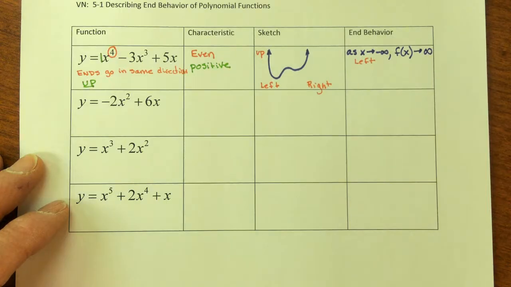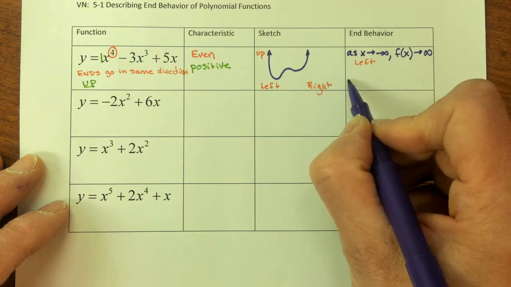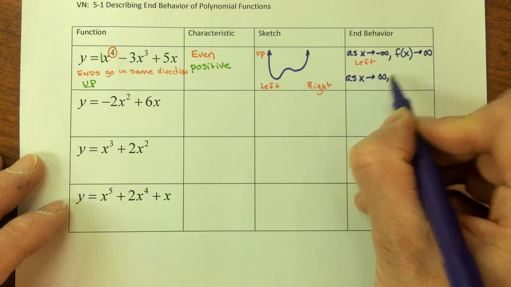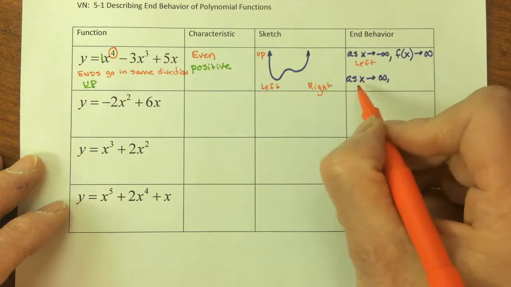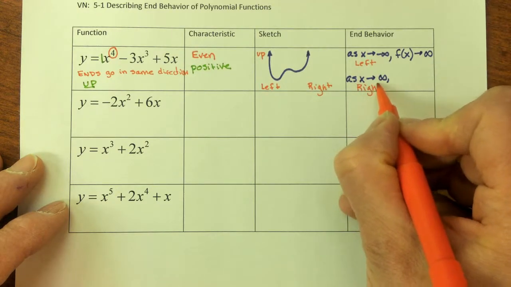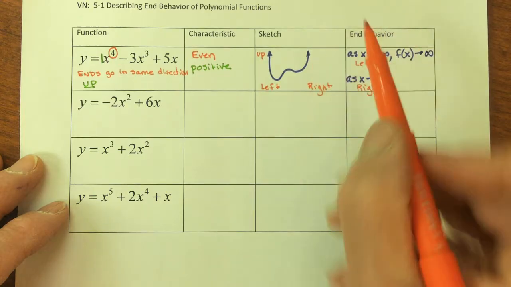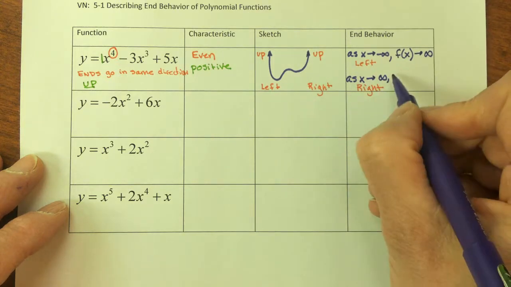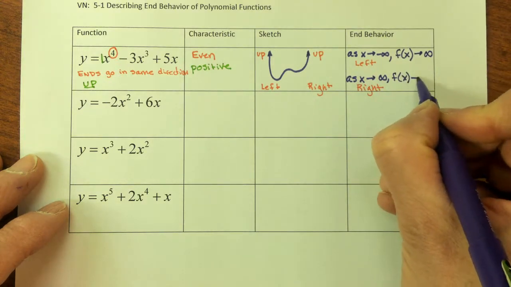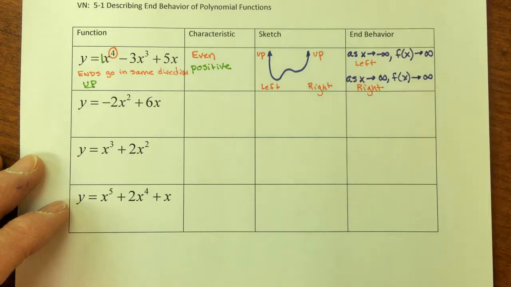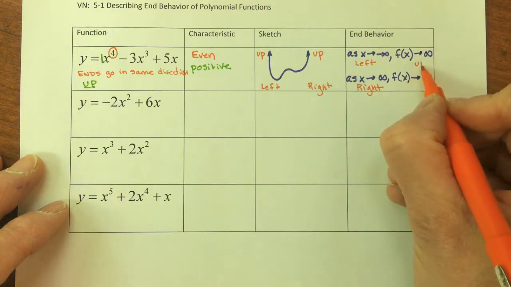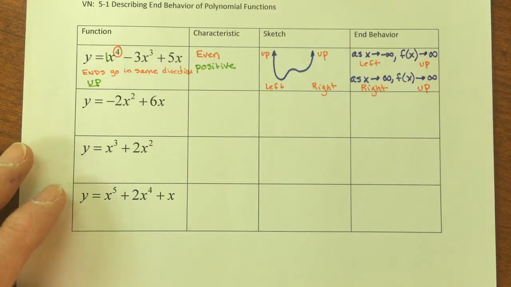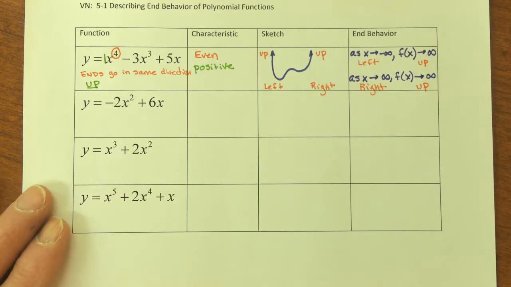So the right side would be this side, so that's where as x goes to positive infinity, that's our right side. Which way is our function going? Our function is also going up. So that way we're going to say our function is also going up, which is infinity. So underneath here I'm going to write up and up. And again, we could put that in our calculator and see what the end behavior is.